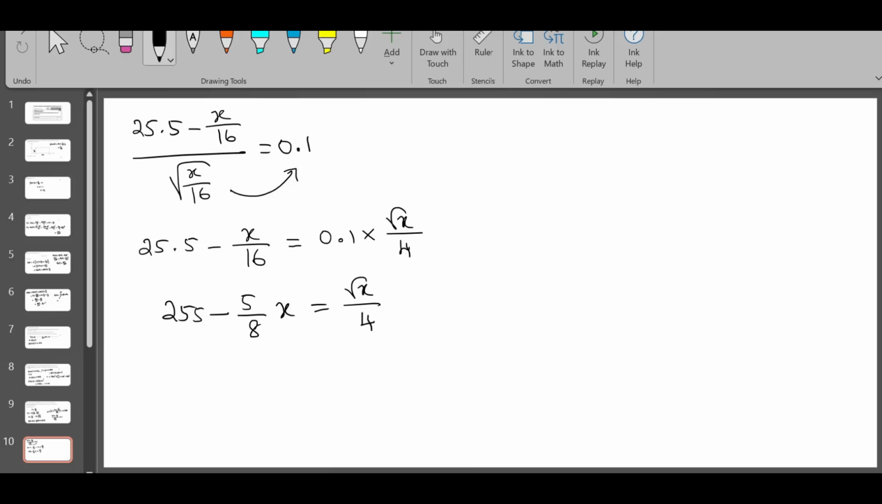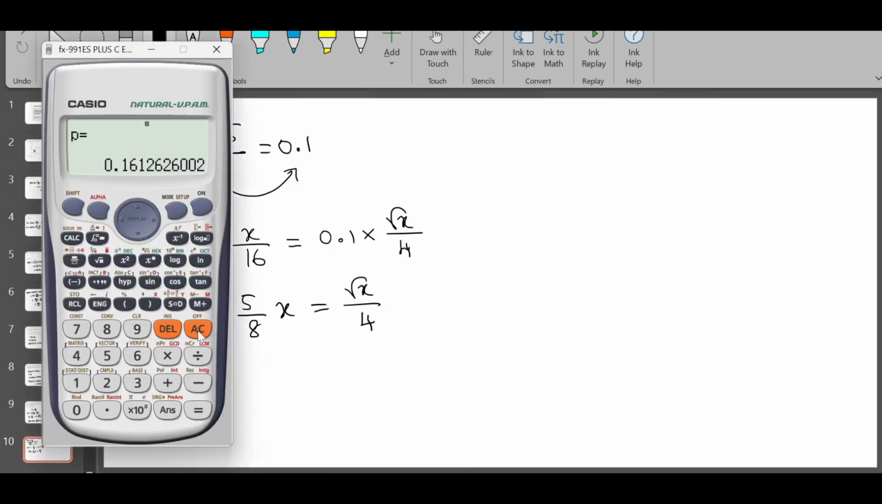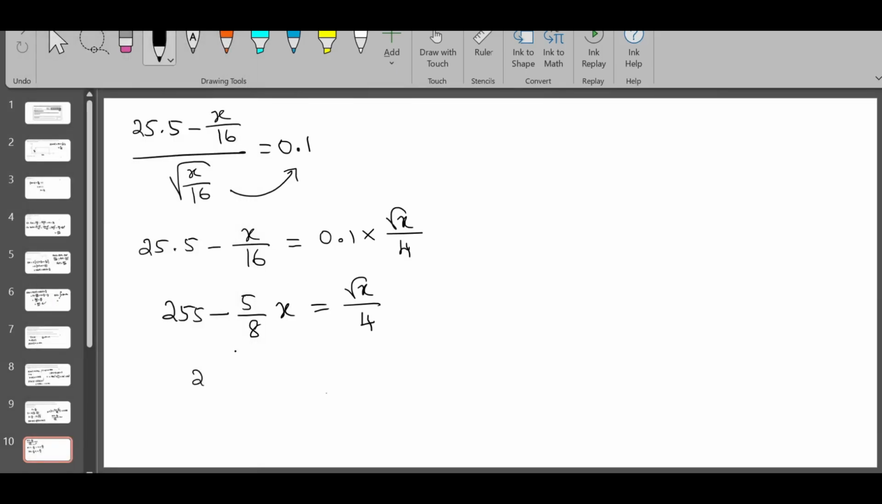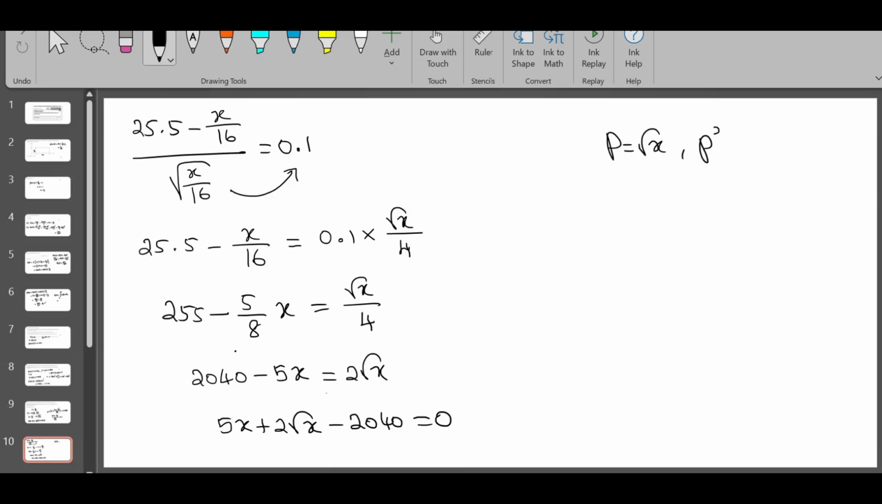Multiply through by 8 again to get rid of the fraction. 255 times 8 is 2040, minus 5x is equal to 2 root x. So we get 5x plus 2 root x minus 2040 is 0, which is quadratic. If you take square root of x as p, p squared is x. So that's basically 5p squared plus 2p minus 2040 is 0.